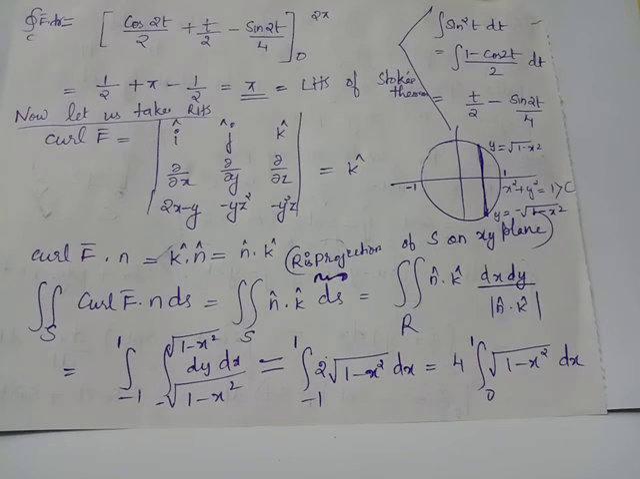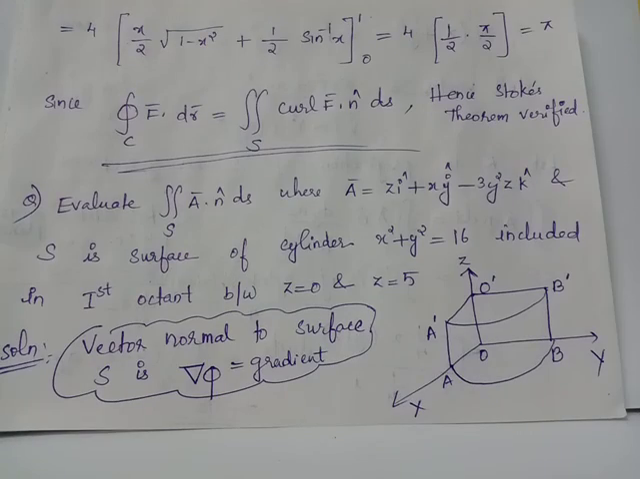Therefore, we obtain the double integral over S of curl f bar dot n ds equals 4 times the integral 0 to 1 of root of 1 minus x² dx. Recall that the integral of root of 1 minus x² can be replaced by this expression. On application of upper and lower limits, we obtain the surface integral value pi. Therefore, Stokes' theorem is verified.